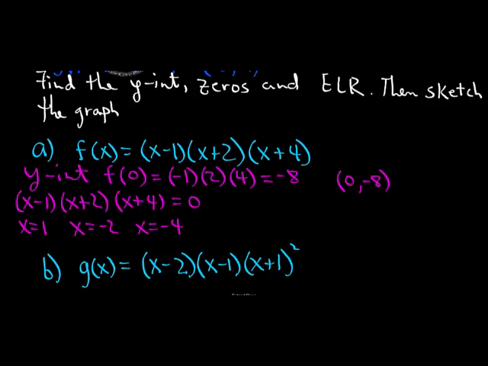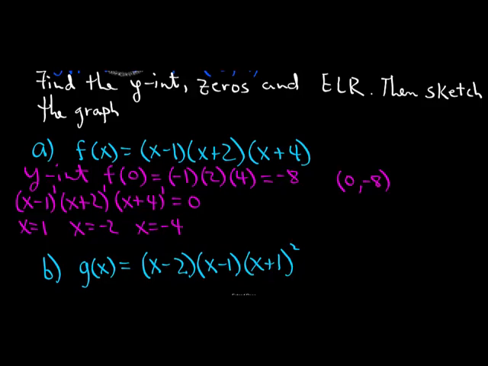These are the zeros. These are the values that if we plug them into f of x, we get 0. Now, each one of them has a multiplicity of 1. Notice each one of these was raised to the first power. So we have a multiplicity of 1.